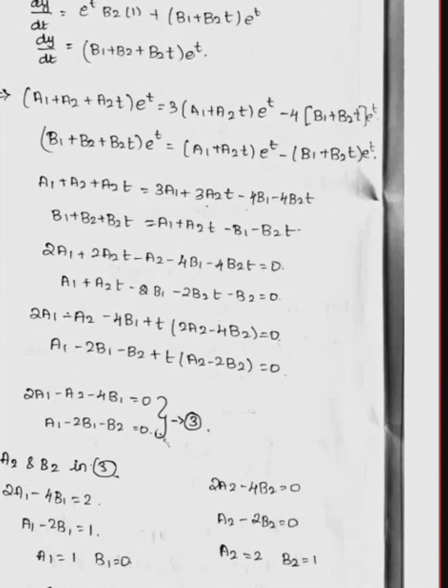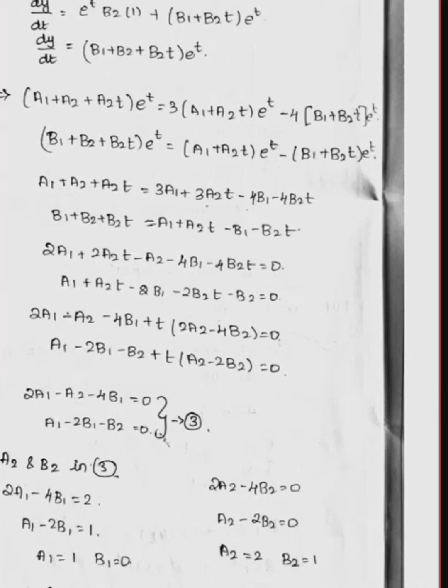So here you are solving this. 2a2 equals 4b2, so a2 equals 2b2. In the second equation also, a2 equals 2b2. So b2 value equal to 1 means a2 value equal to 2. In both equations, b2 equal to 1 means a2 equal to 2. So now you are substituting this a2 value and b2 value in equation number 3.